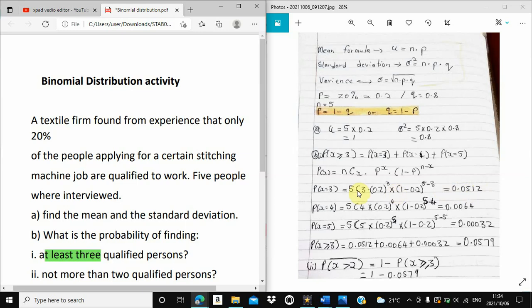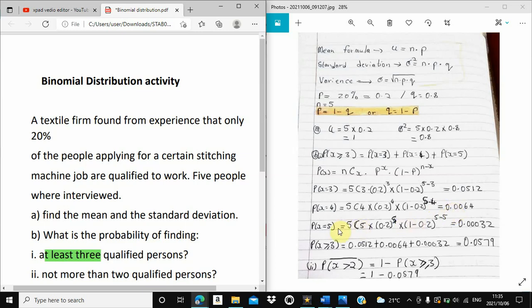Now, before you cancel the whole set that you have punched in your calculator, you just go back into the same set that you have entered. Where there was 3, now you substitute 4. You replace 3 by 4. That's why here we said 5C4 times 0.2 to the exponent 4 times (1 minus 0.2) to the exponent 5 minus 4 is equal to 0.0064.